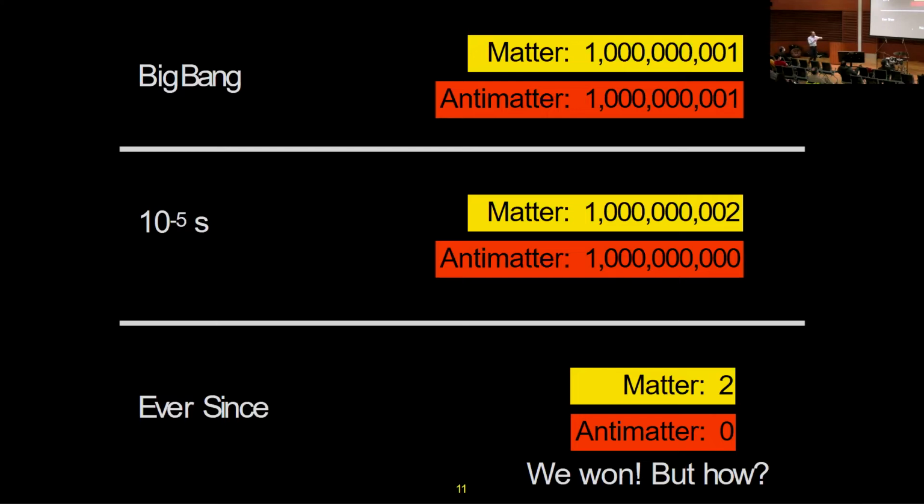And then, a very short time later, 10 to the minus 5 seconds, suddenly we have about 1 billion and two particles of matter and only 1 billion particles of antimatter. Now remember, I told you that when matter and antimatter come together, they annihilate. And at some point, ever since then, we have an imbalance where we have matter, but no antimatter. So the good news is we won. We're here. The question is, why? Why did that happen?